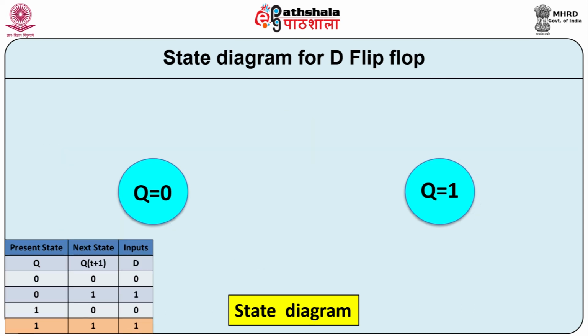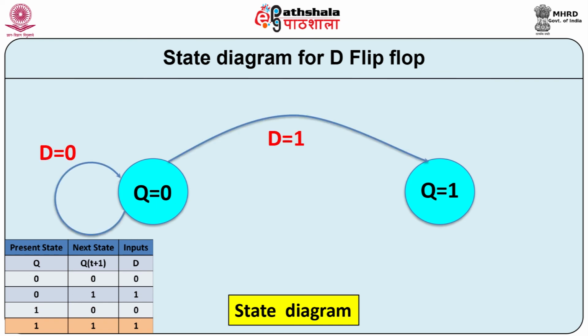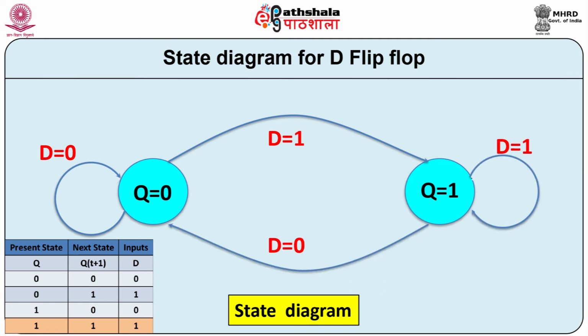Let us now prepare state diagram for D flip flop. There are two states, reset state and set state. If D flip flop is in the reset state, that is Q is equal to 0 and D input is 0, flip flop remains in the same state. But if D is equal to 1, then flip flop makes 0 to 1 state transition. When flip flop is in set state, that is Q is equal to 1, the D input is 1, then flip flop remains in the same state. But if D input is 0, then flip flop makes 1 to 0 state transition.